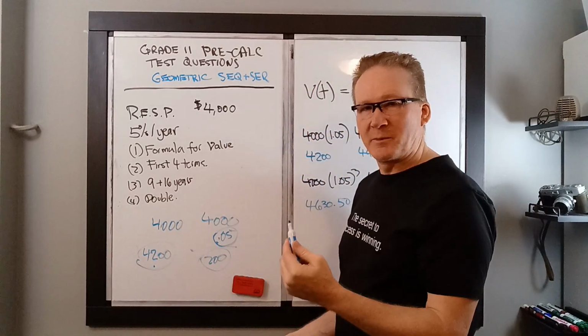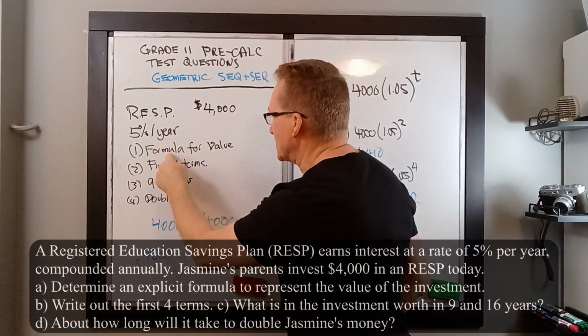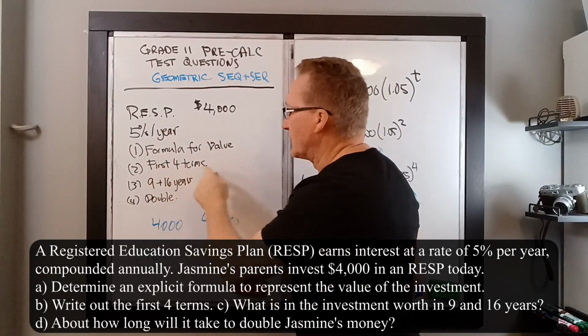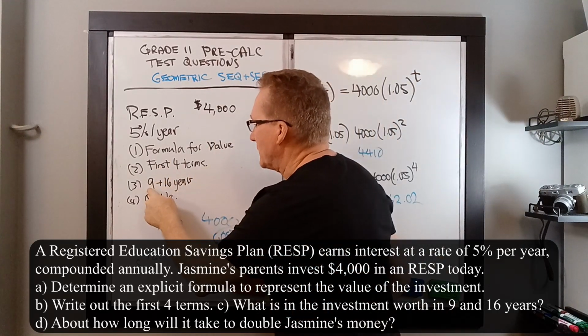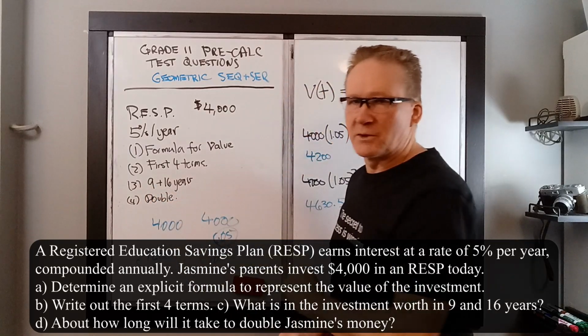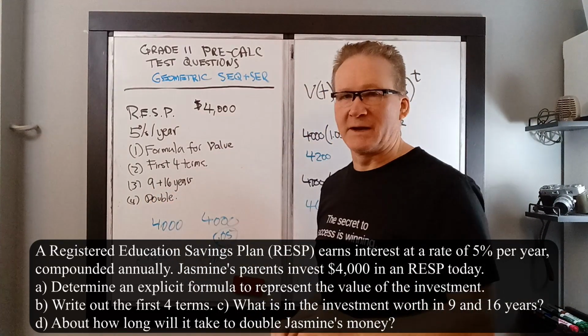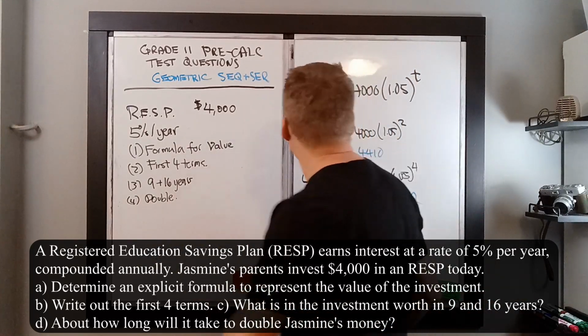We'll actually develop a formula for that, and I've written those on this side of the board. What we're going to want to do is find an explicit formula for the value at the end of any year. Find out the first four terms, that is the end of the first, second, third, and fourth year, and then find out at the end of the 9th and 16th year, and also how many years it takes to double this initial $4,000 investment. I'm going to erase this scribbling here and take you to the other side of the board.